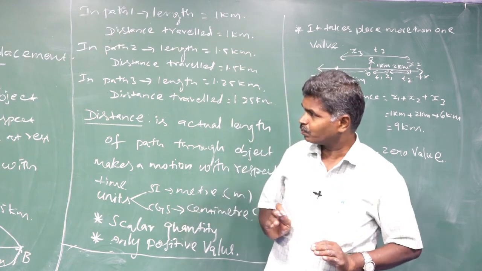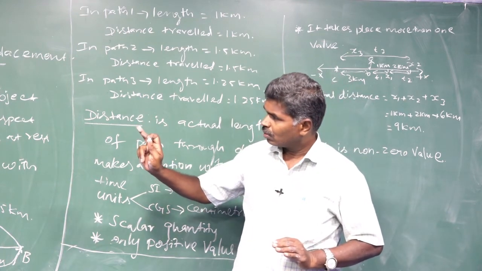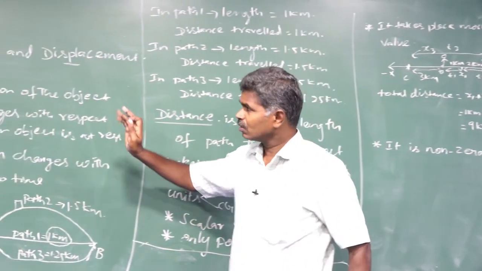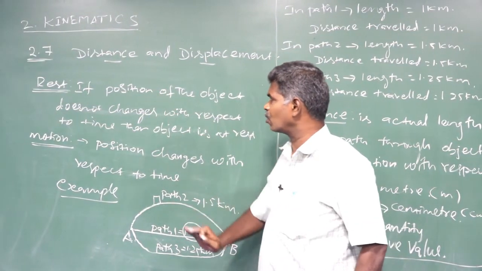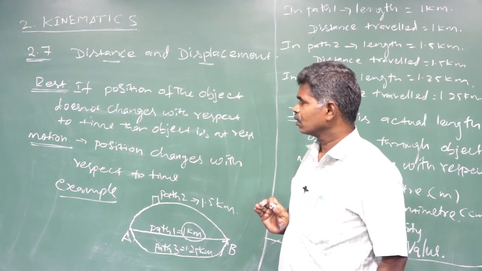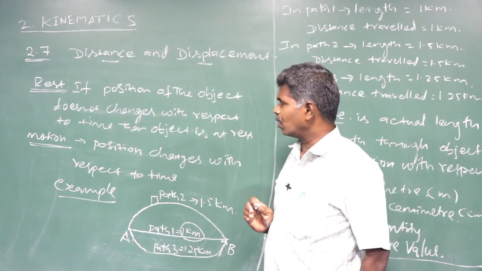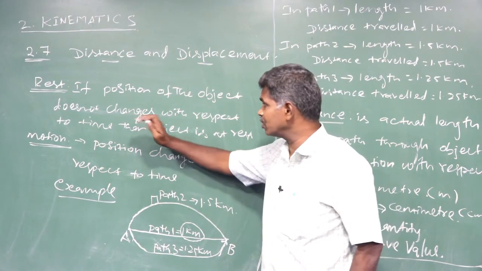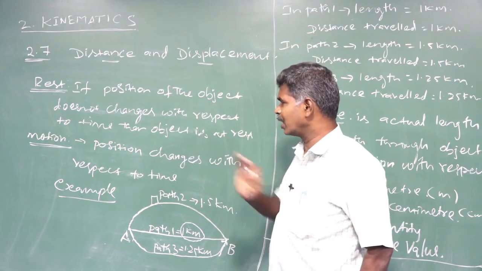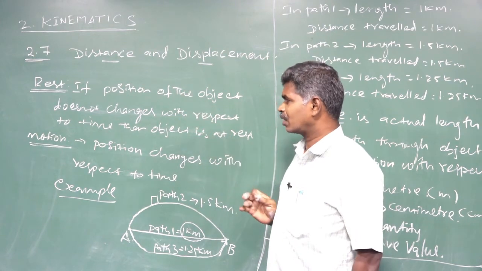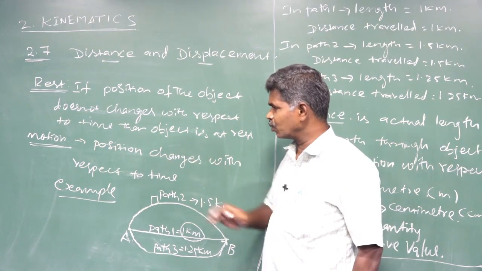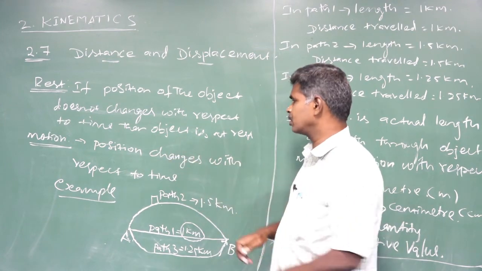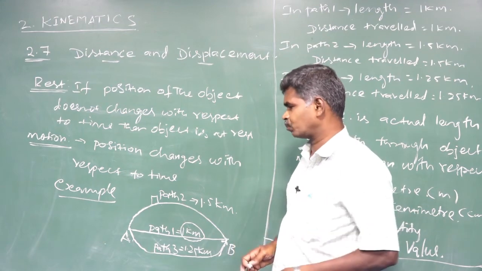Once again, listen. Now we are going to see rest. When we say the particle or object is at rest, it means the position of that object does not change with respect to time. Then that object is at rest only. When we say the object is in motion, it means its position changes with respect to time.